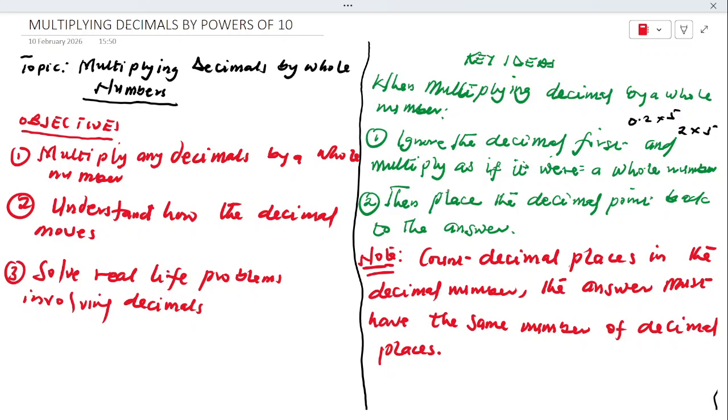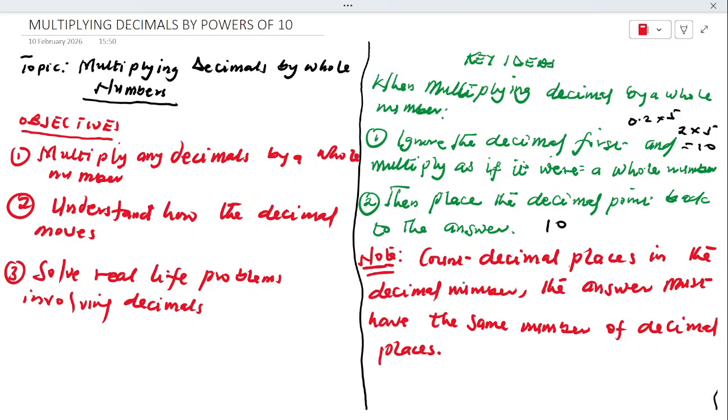And the second one says that then place the decimal point back in the answer. So now you ignore the decimal point, then you multiply. This gives you 10. So now you have 10 as the answer. So you bring back the decimal point. How do you do that?